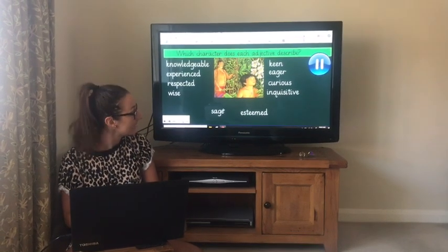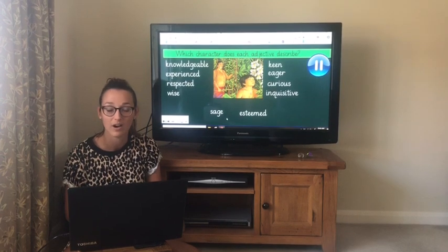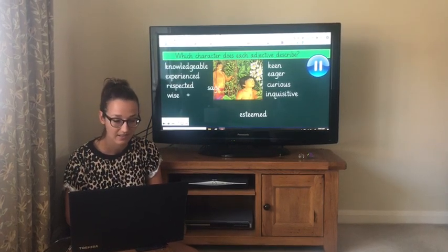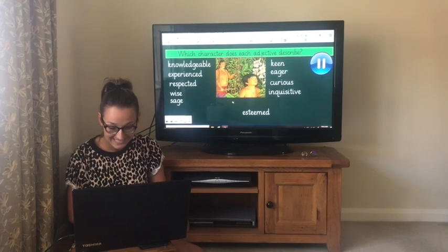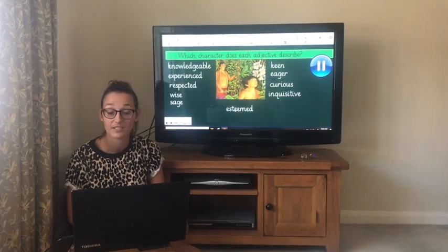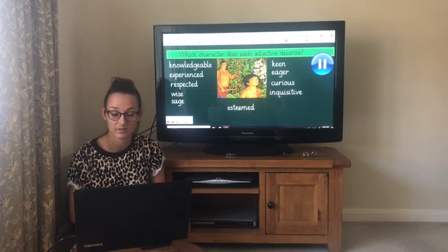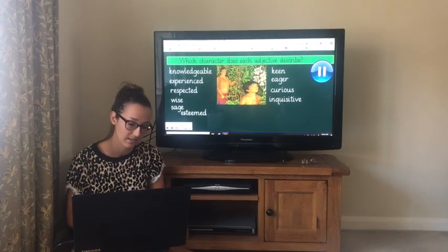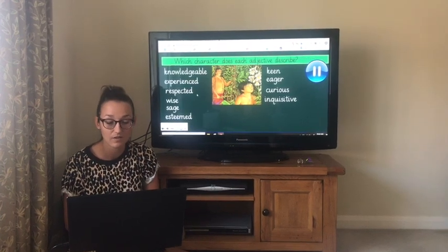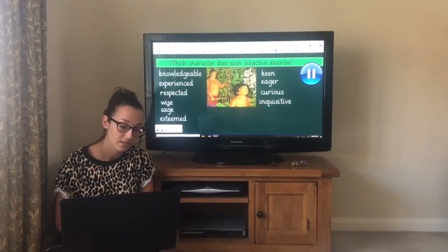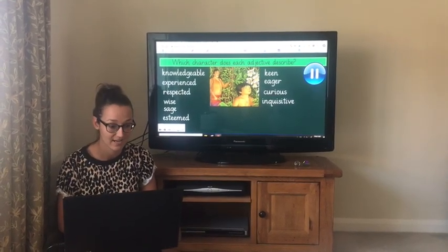Now, the words esteemed and sage have very similar meanings. Okay, sage talks about somebody who's very wise. So I think that we could put that underneath wise for the shaman. Also, esteemed shows that somebody has great respect and somebody that is well admired. So I think you'd agree we could put that one with the shaman. Okay, so hopefully you got those right. If you didn't, don't panic because we're going to do another activity on that now.